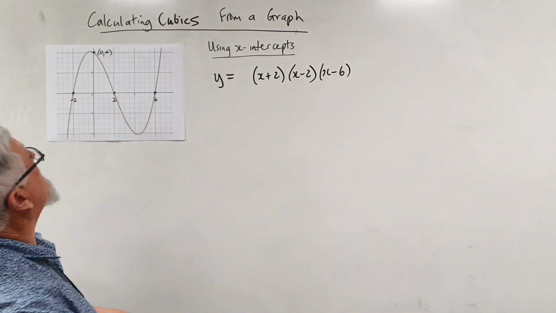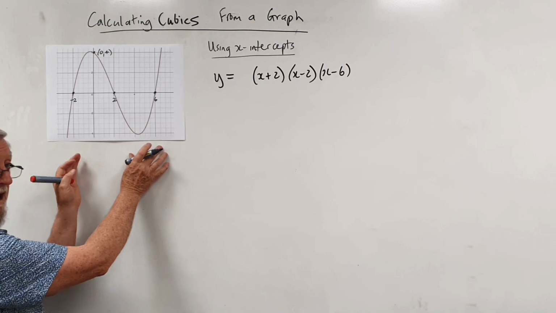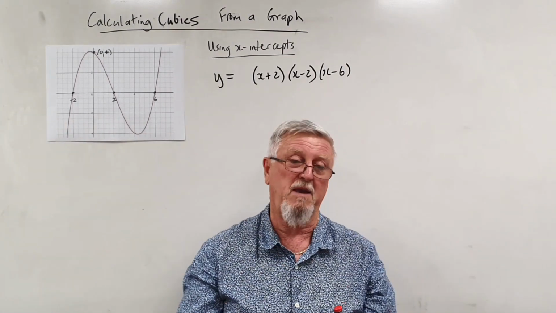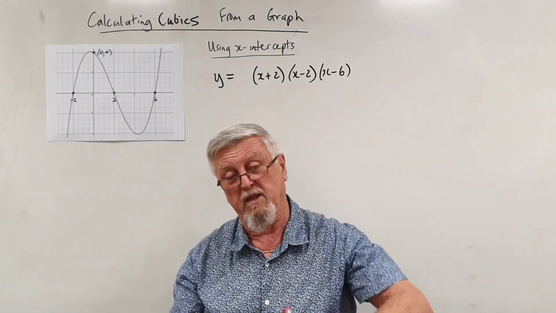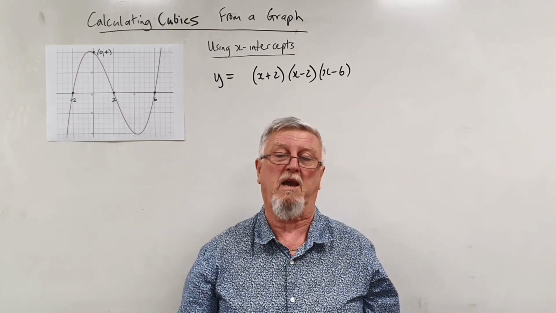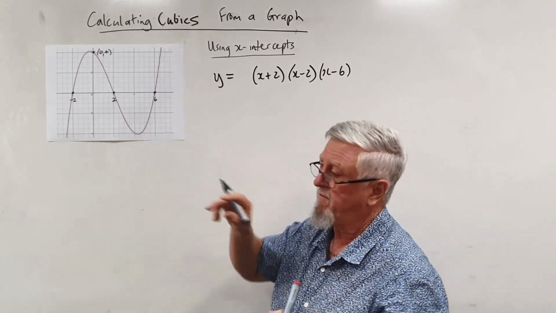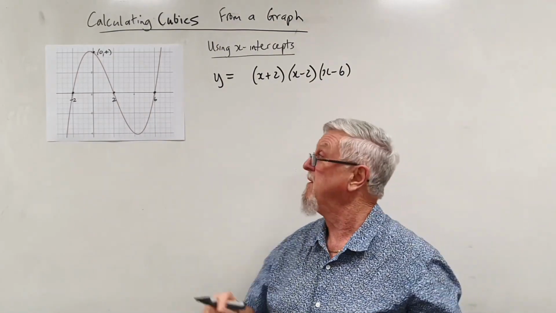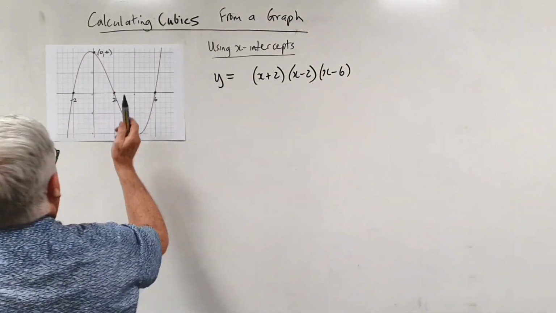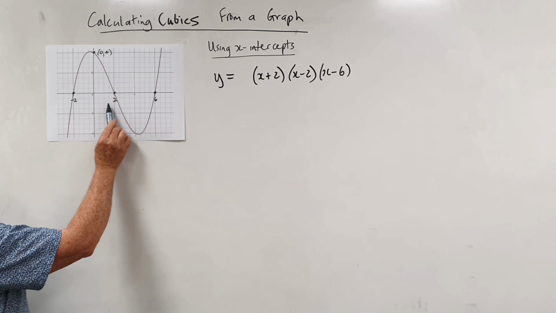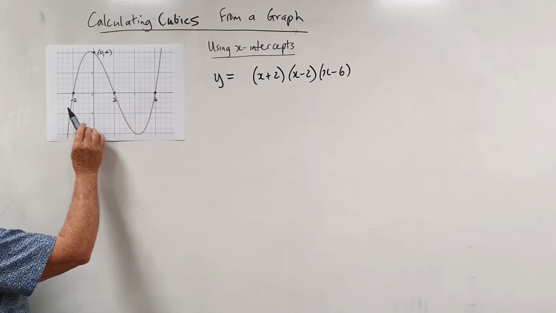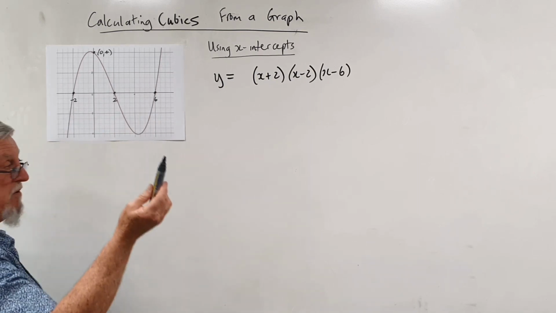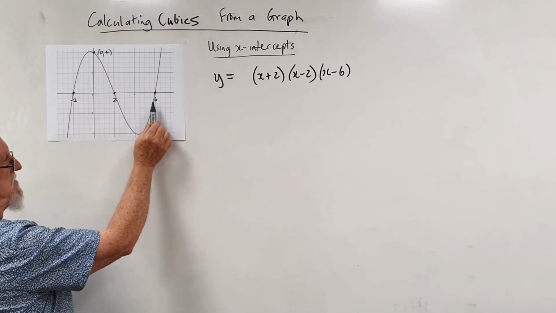So let's have a look at this. How do you get a cubic when you've been given a graph? This was in the exam that I gave to my Year 11 students just a couple of weeks ago. They were given the graph, it had different numbers, different intersections, but this is one I made up, which is using three x-intercepts, or we used to call them roots, of -2, 2 and 6.